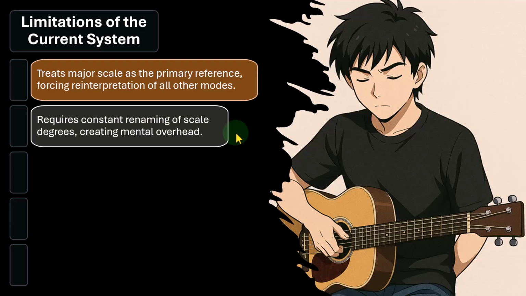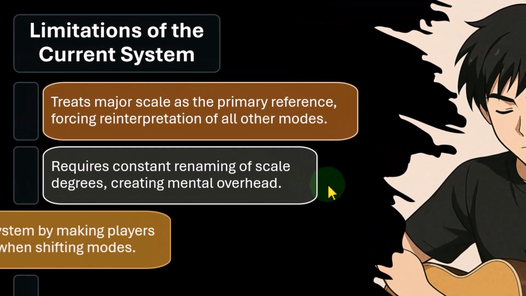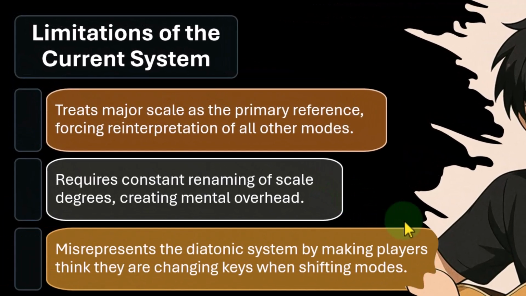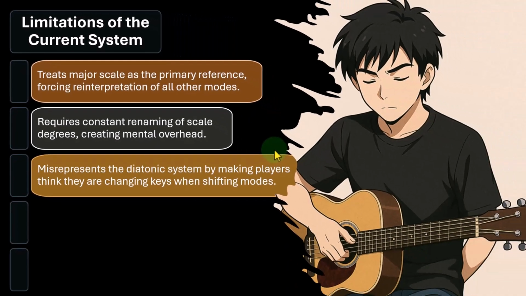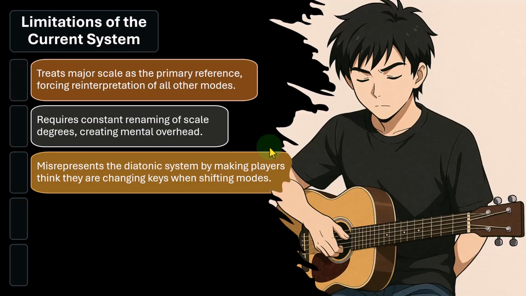It's because the current system is more bureaucratically bloated than it needs to be. The shortcut is the eagle's path, flying as the crow flies, and the current system is going around the mountain when you don't need to. It misrepresents the diatonic system by making players think they are changing keys when shifting modes.